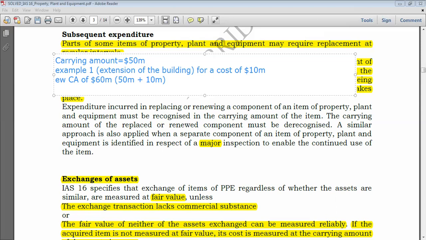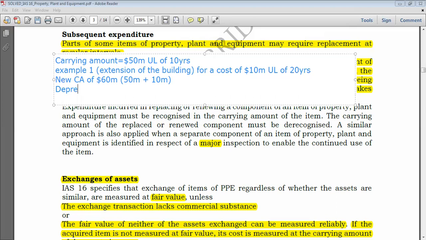Let's say that the building had a remaining useful life of, let's say, 10 years. And let's say this 10 million has a useful life of, let's say, 20 years. Let's presume this. And let's presume that you did this at the beginning of the year, that means you would have to depreciate this. So what would be the depreciation for the year? I know that we haven't reached here, but even from foundation levels, we know how to compute depreciation. So you start with 50 million.